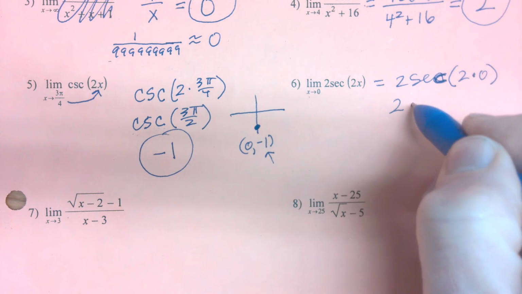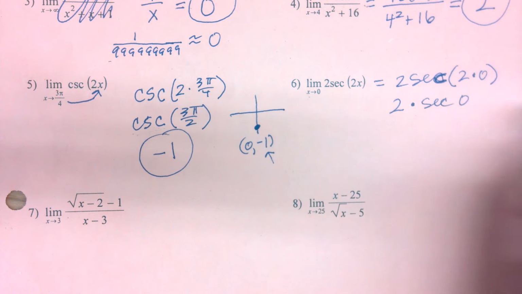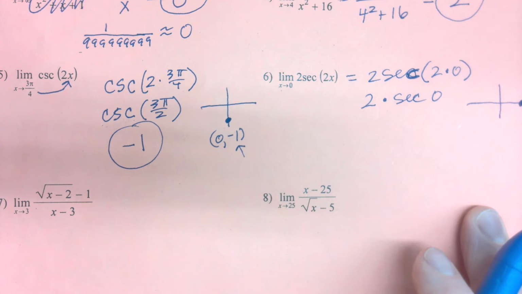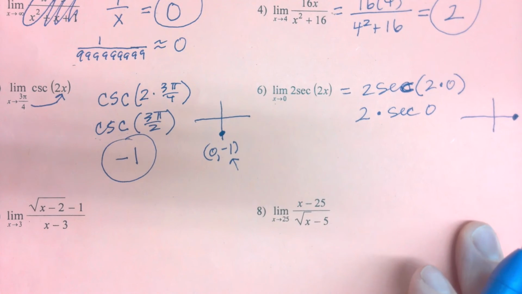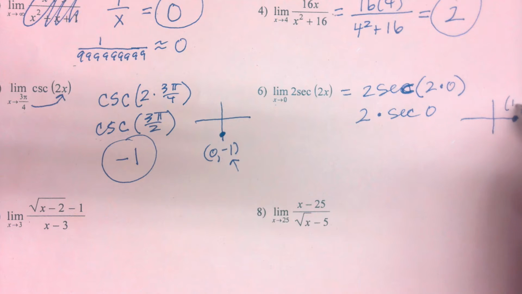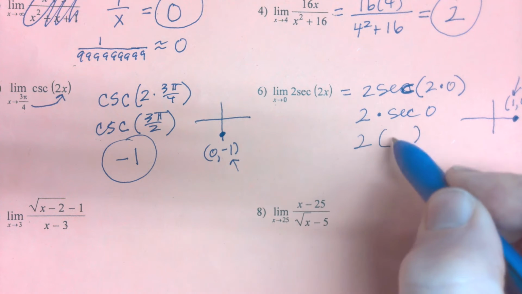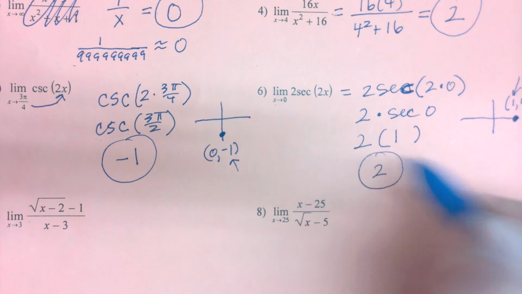This is 2 times the secant of 0. 0's over on the side there. That's the point (1, 0). Secant is the reciprocal of the cosine. So this is 2 times the secant of 0, which is 1. My final answer is 2.